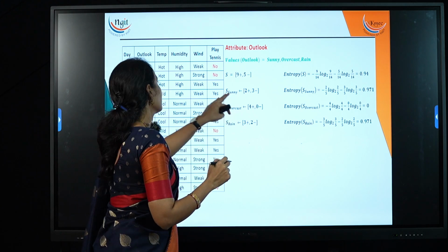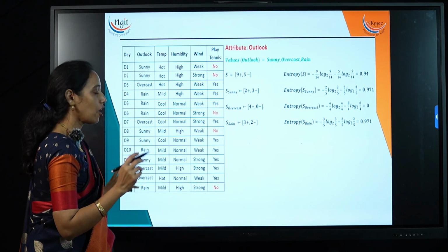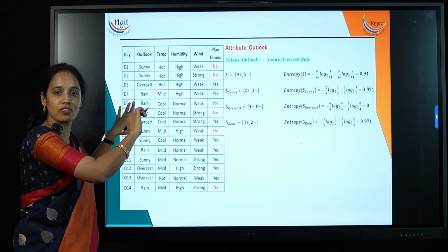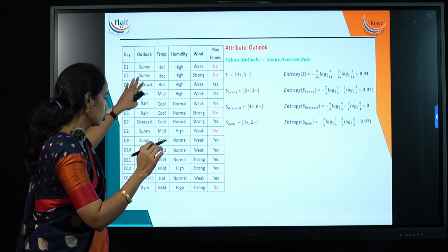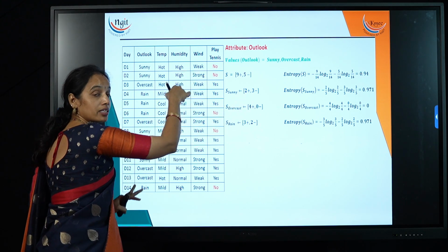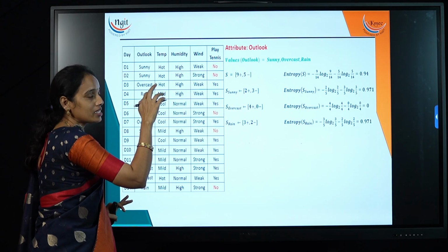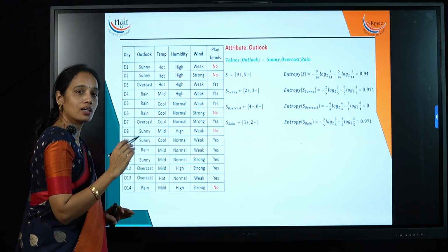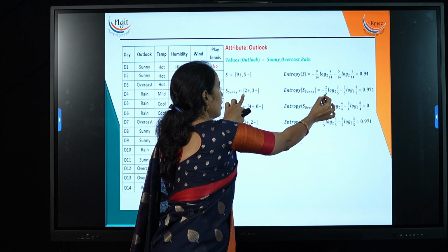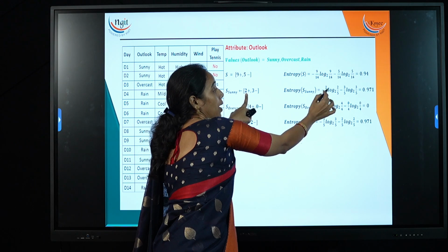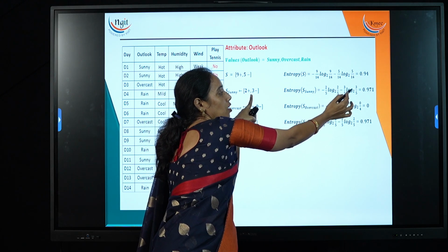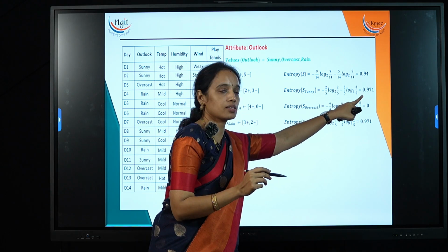Similarly, sunny. If you take the sunny values, we know that we have 5 sunny values, and in these 5 sunny values, check how many no and how many yes there are for sunny. After calculating this, I got 2 plus sunny values, 3 minus sunny values. That means 2 yes, 3 no. The same thing I have written over here, and the same thing you include in the formula: minus 2 by 5 log base 2 of 2 by 5 minus 3 by 5 log base 2 of 3 by 5. Once you calculate, this is the value.